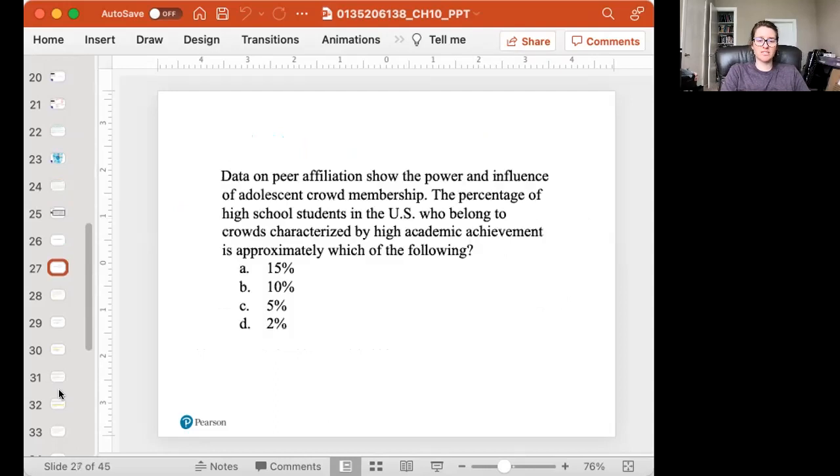So chapter 10 questions. Data on peer affiliation show the power and influence of adolescent crowd membership. The percentage of high school students in the US who belong to crowds characterized by high academic achievement is approximately which of the following: 15, 10, 5, or 2%? 5%.